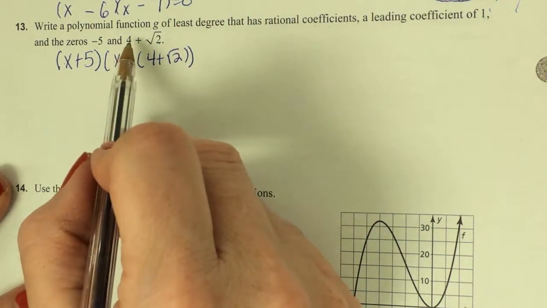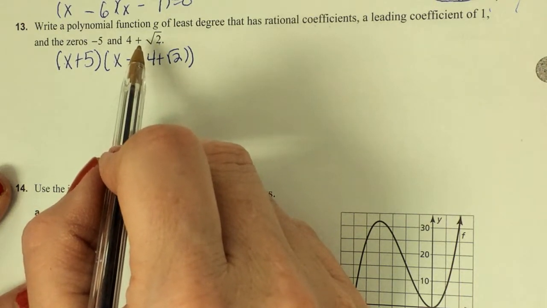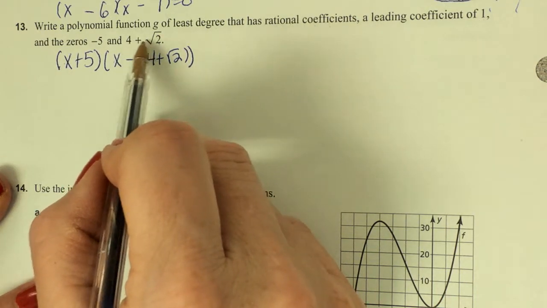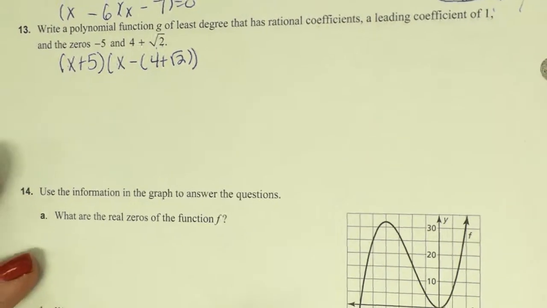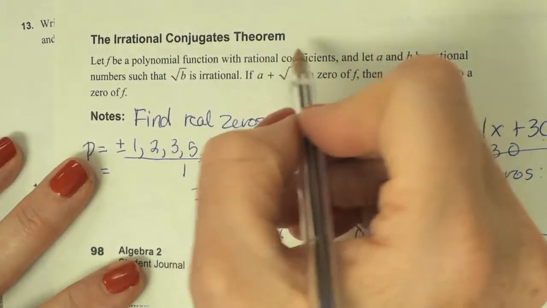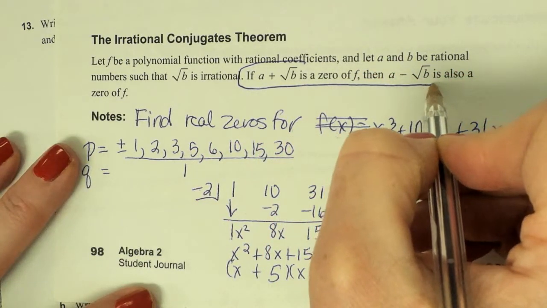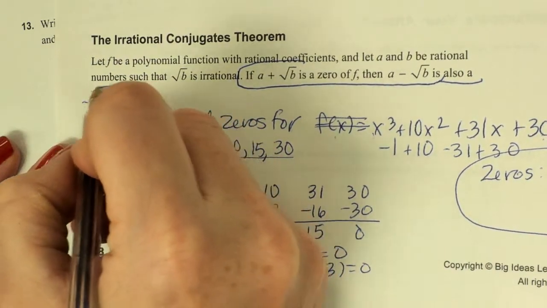What did we say earlier? That if 4 plus radical 2 is a solution, because of the quadratic formula, negative b plus or minus the square root of b squared minus 4ac all over 2a, what has to happen if 4 plus radical 2 is a solution? So is 4 minus radical 2. And that was back here in the notes. I didn't make a big deal about it, but let me talk about it again. It says it right here. If a plus radical b is a solution on page 98, then a minus radical b is also going to be a 0.